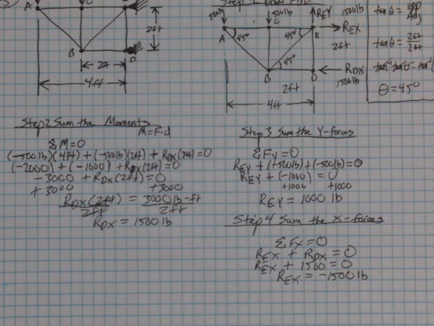Okay, this is going to end part 1 of this number 5 for this truss. And in the next video, we're going to start looking at step 5, called method of joints, and solving for the individual truss members.